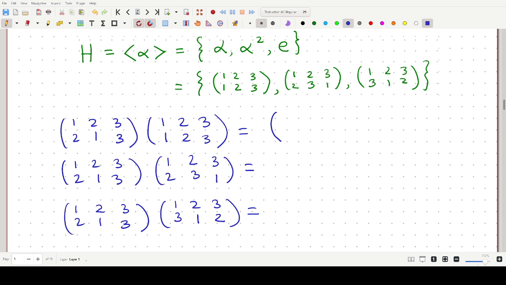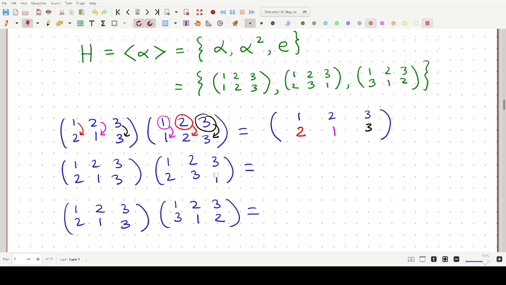Now again, the way to do this composition is the same as we had done previously. Look at the first composition. 1 goes to 2 in the first, in the second 2 remains at 2. So 1 would go to 2. 2 goes to 1 in the first one. In the second one, 1 remains in 1. So 2 should go to 1. And 3 goes to 3 in the first one. 3 goes to 3 in the second one as well. So 3 would ultimately be at 3.